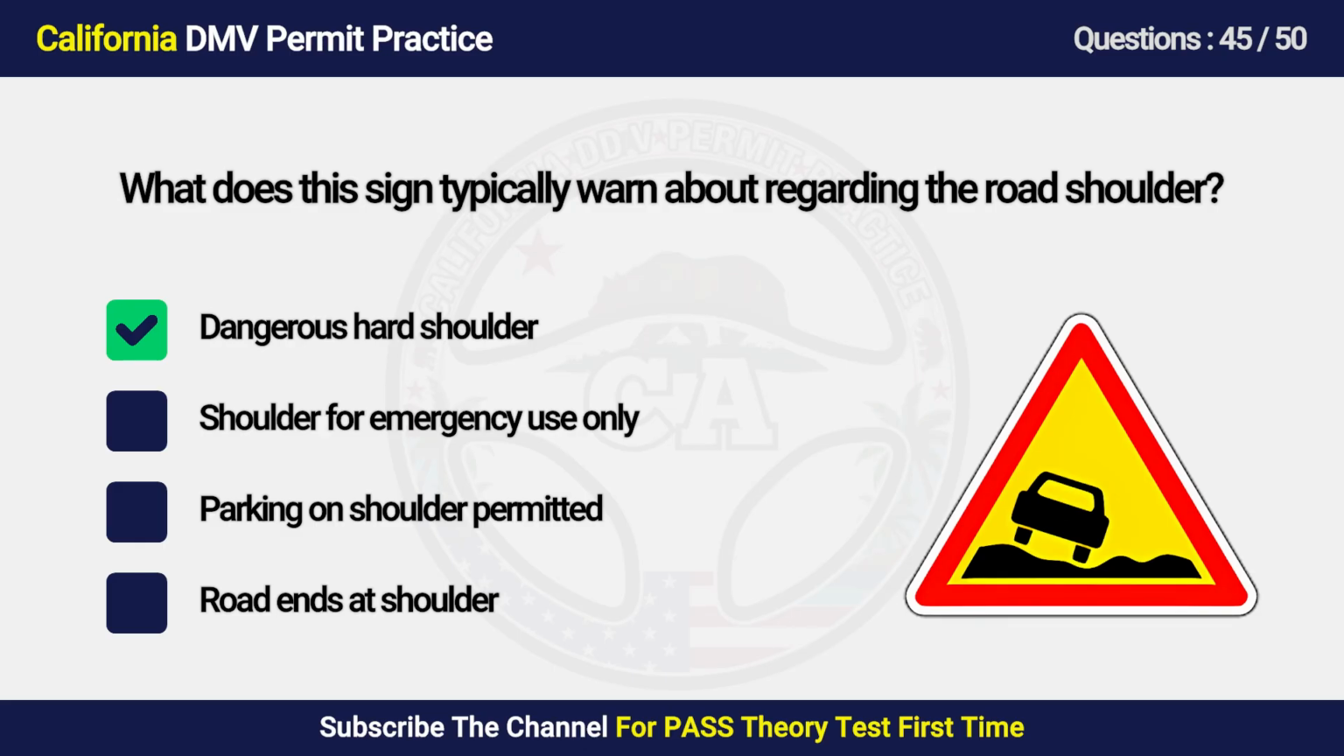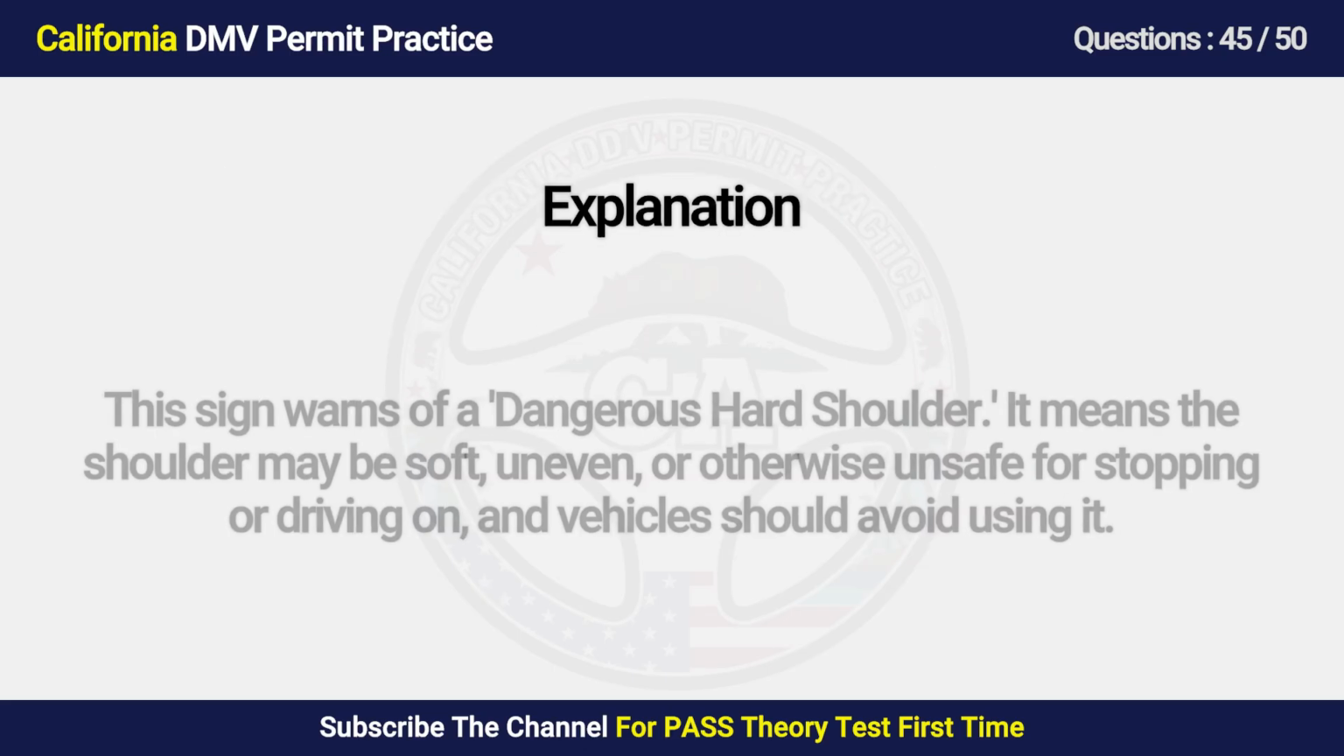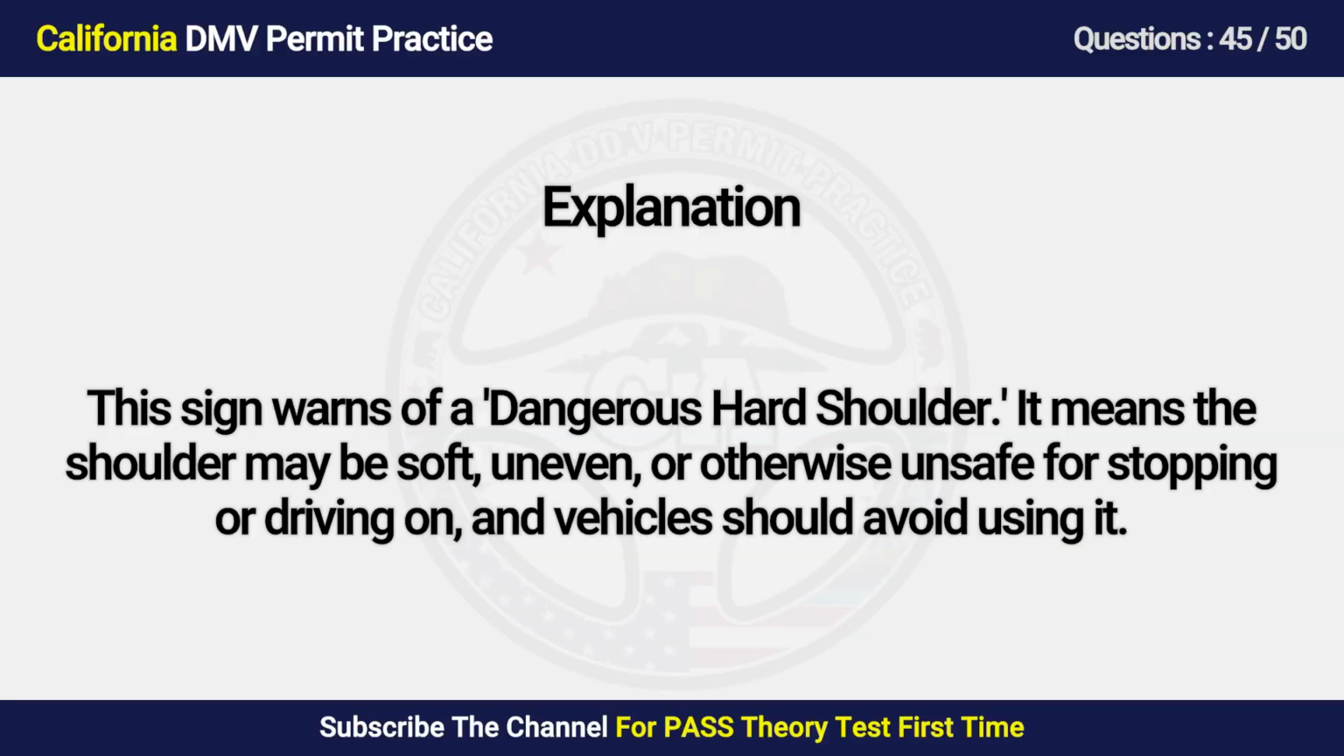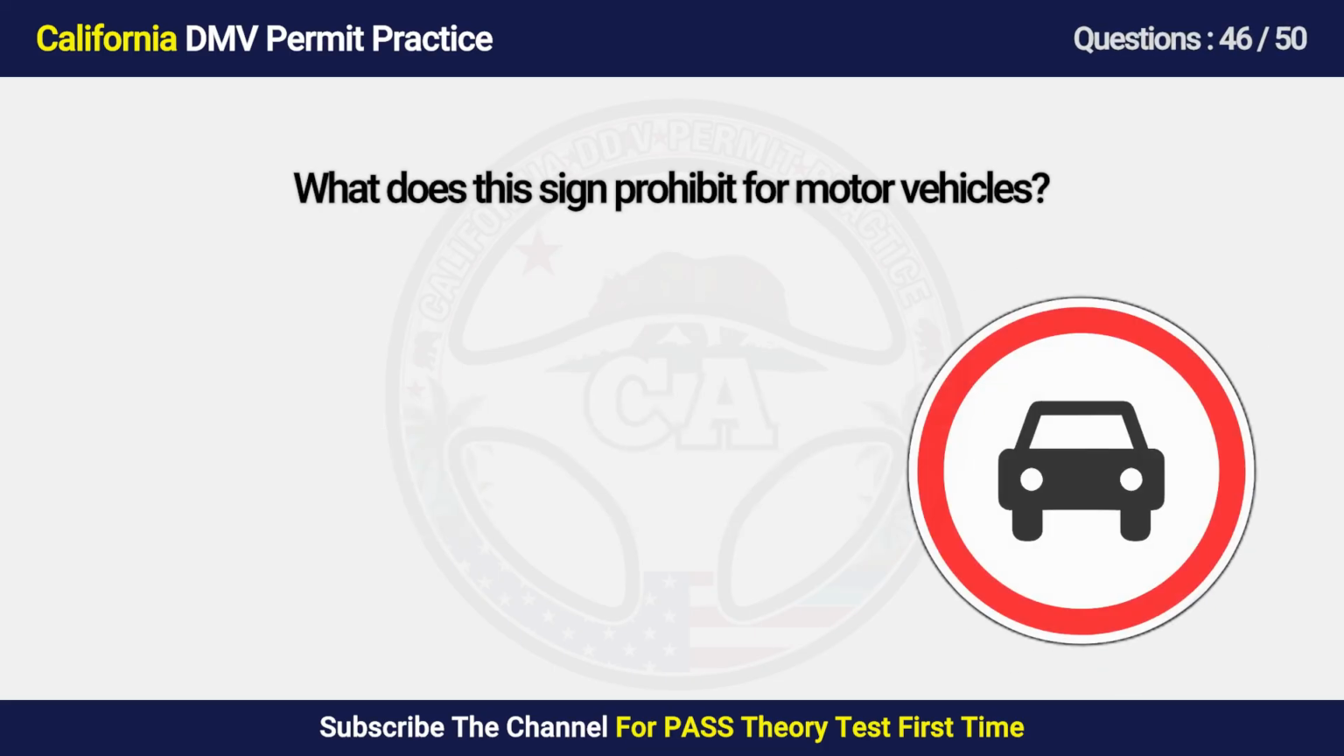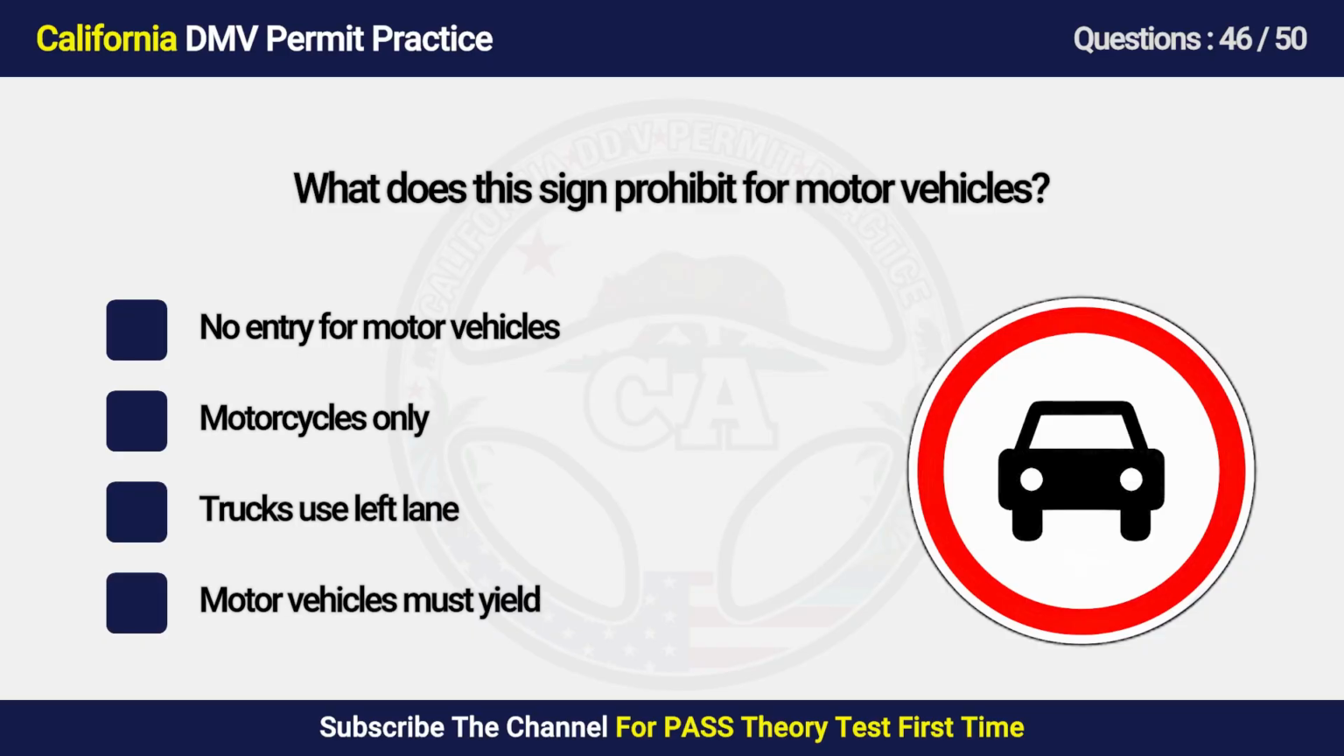Answer is A. Dangerous hard shoulder. This sign warns of a dangerous hard shoulder. It means the shoulder may be soft, uneven, or otherwise unsafe for stopping or driving on, and vehicles should avoid using it.